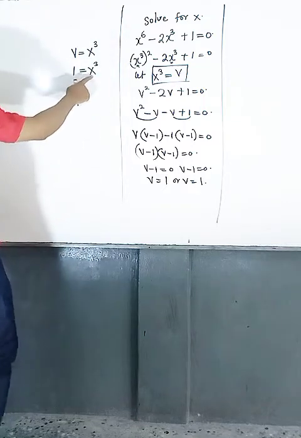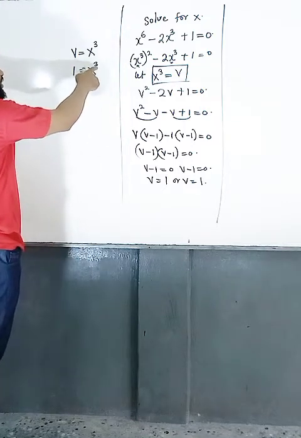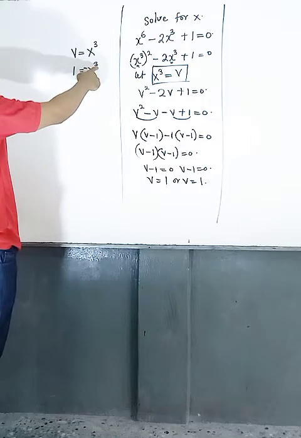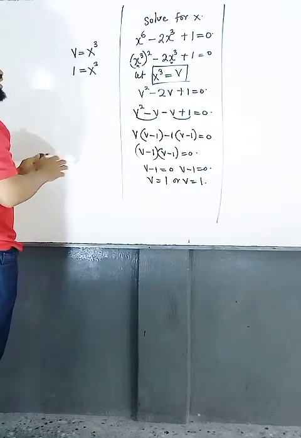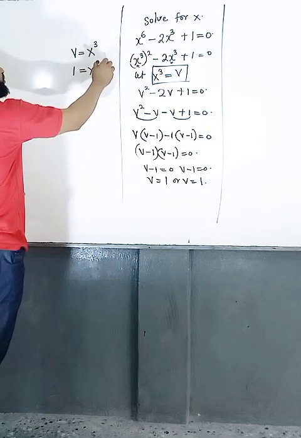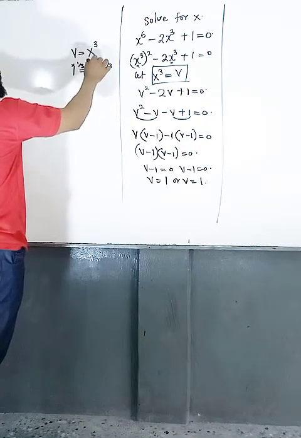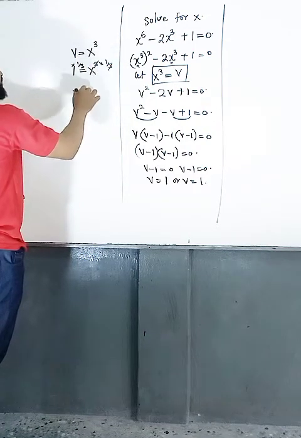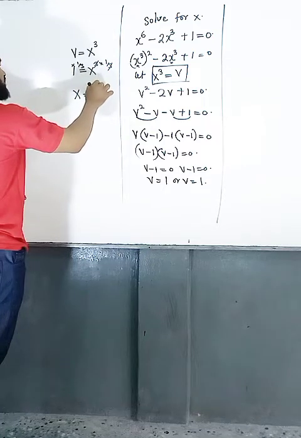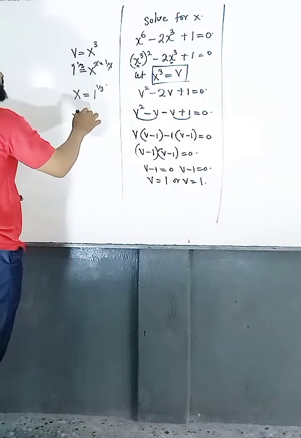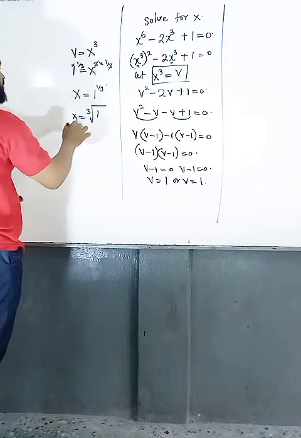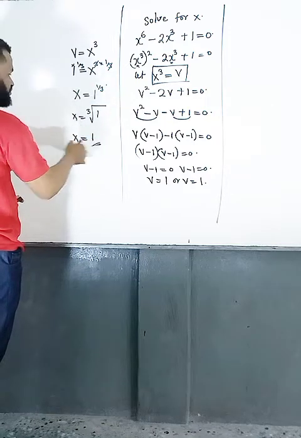So how do I remove the power 3 such that I can only have x? I'm going to multiply by 1 over 3. I'm also going to multiply by 1 over 3. This will cancel this. I have that x is equal to 1 raised to power 1 over 3, and that is the cube root of 1. And x is 1.